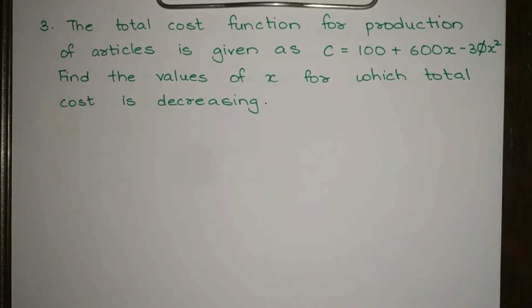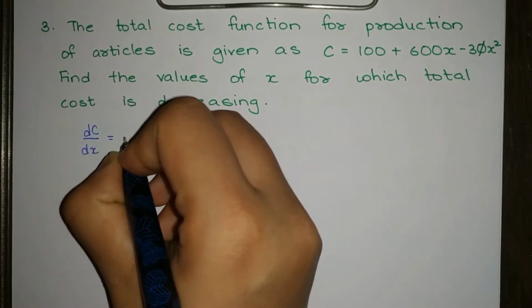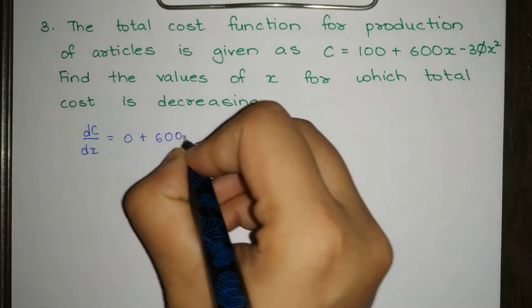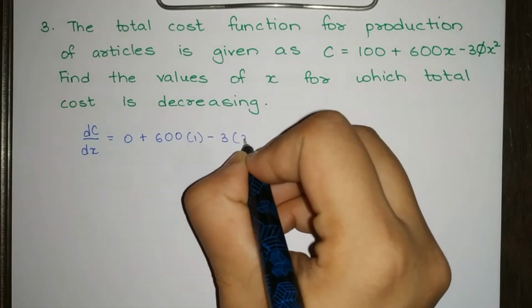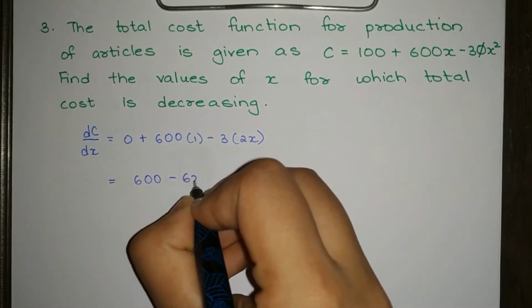The total cost function for production of x articles is given as C is equal to 100 plus 600x minus 3x squared. Find the values of x for which the total cost is decreasing. So यहाँ पे we are given the cost and now we have to find the values of x where it is decreasing, as in जहाँ पे ये lesser than 0 होगा. So we have to first find the derivative of C with respect to x. That is equal to 0 plus 600 into 1 minus 3 into 2x, which is equal to 600 minus 6x.